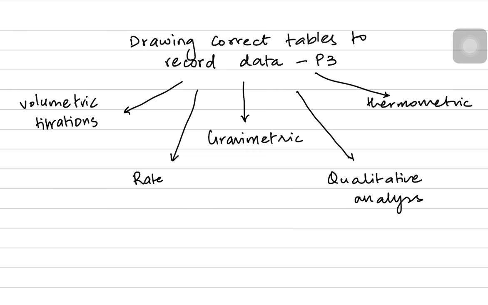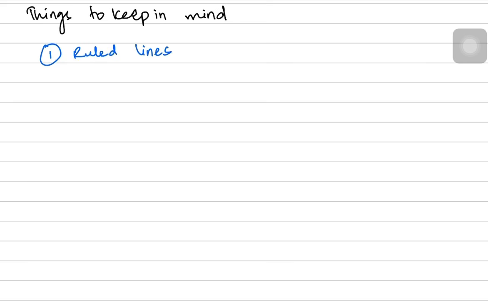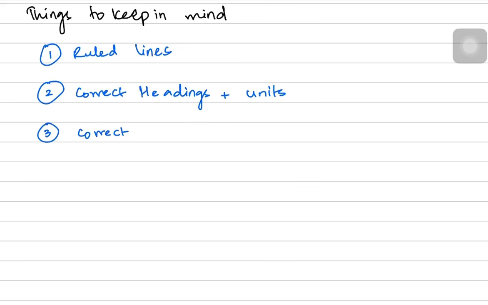So let's begin. When we talk about drawing the correct tables for proper recording of our data, there are a few things that we have to keep in mind. Number one is going to be that you have to make your table with ruled lines. They should be with pencil and properly made using a ruler. The second is that you have to be placing correct headings plus their units. What kind of headings we place in the table depends on the kind of information, and we'll talk about that.